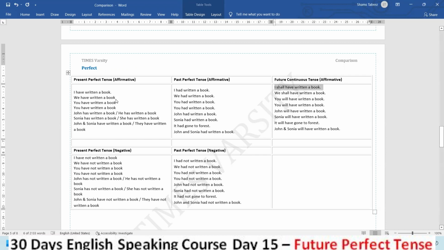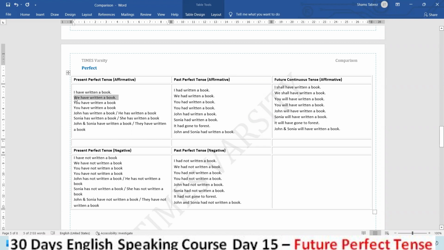Please, this sentence similar in past and future. Yes, please go ahead. We have written a book. हम एक बुक लिख चुके हैं.